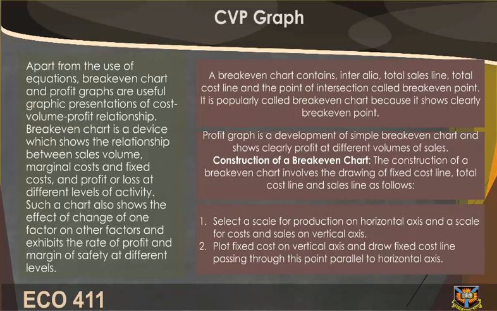The construction of a break-even chart involves the drawing of fixed cost line, total cost line, and sales line as follows. 1. Select a scale for production on horizontal axis and a scale for costs and sales on vertical axis. 2. Plot fixed cost on vertical axis and draw fixed cost line passing through this point parallel to horizontal axis.